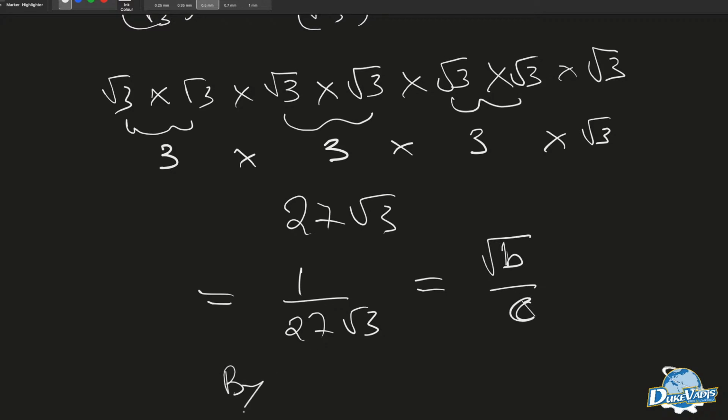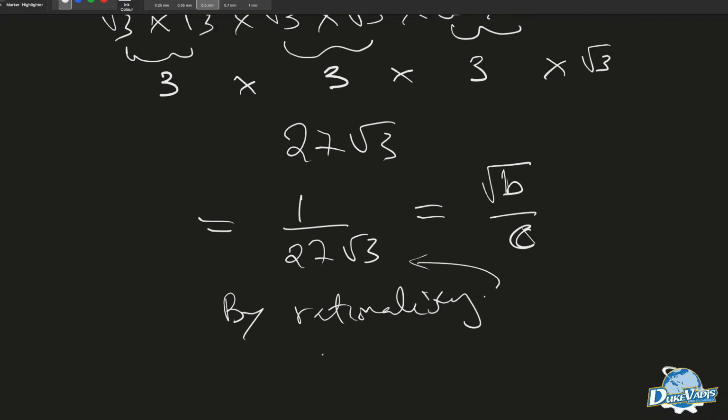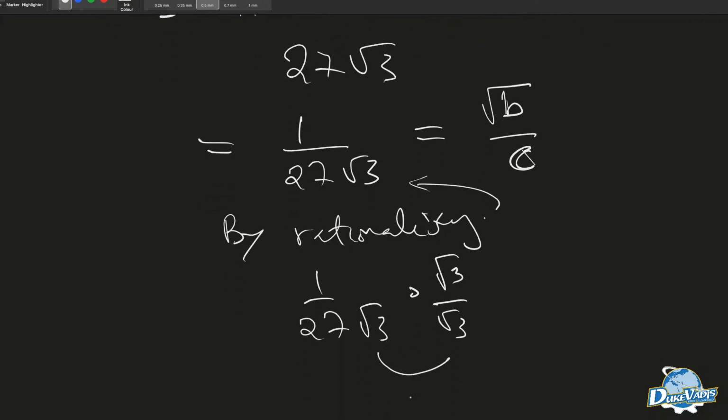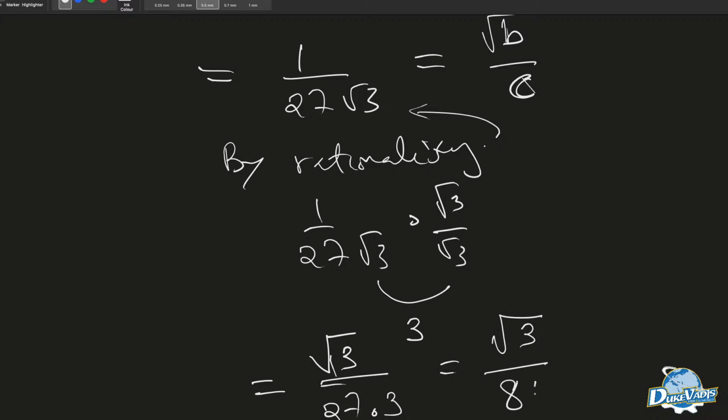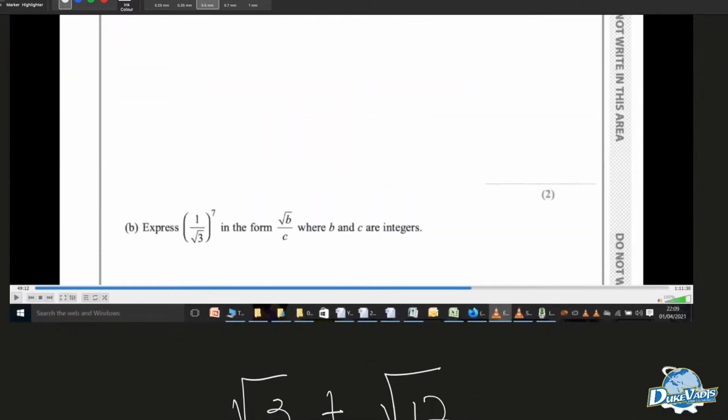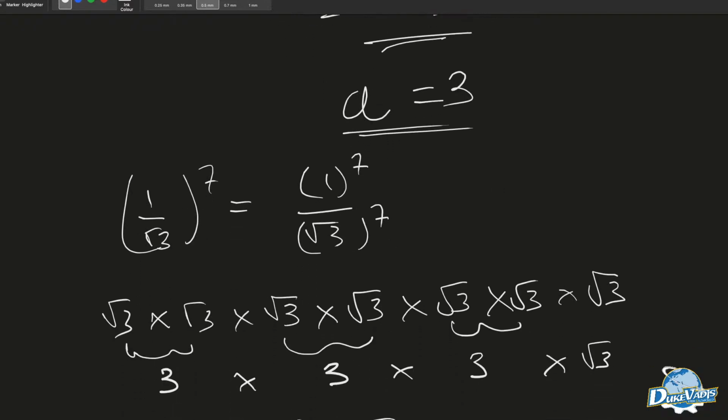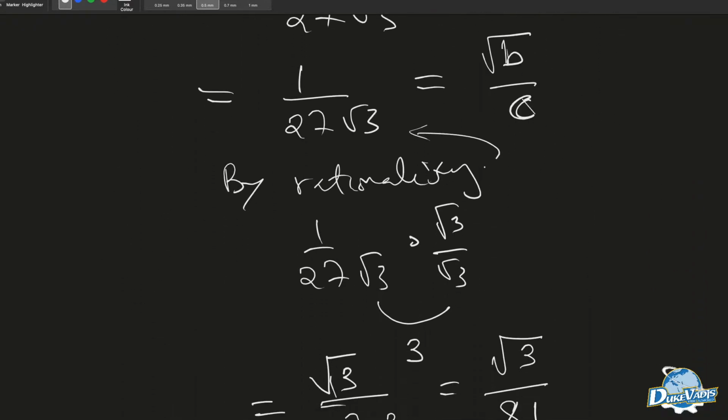So by rationalizing, we have 1 over 27 root 3. You multiply root 3 here and root 3 here, and you have rationalized it. When you multiply this and that, you get 3. So our value will be 1 over 27 times 3 root 3, and 3 times 27 is 81. So root 3 over 81. This is what the examiner wants us to do. As you can see, it says B and C are integers. So we're done with question number 18.